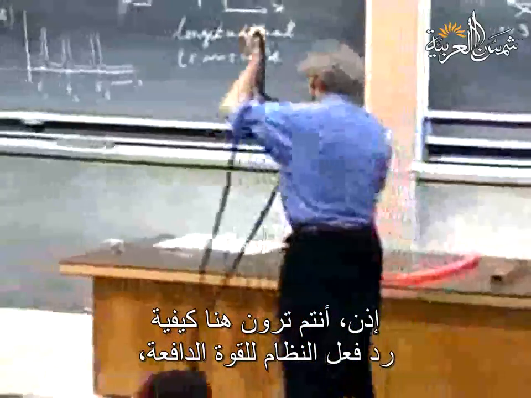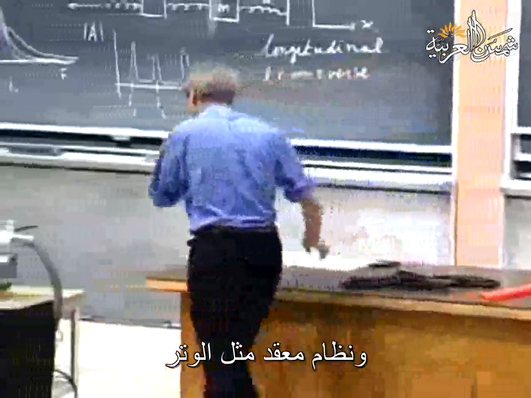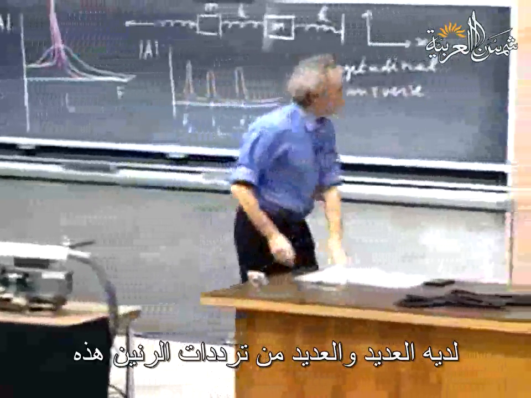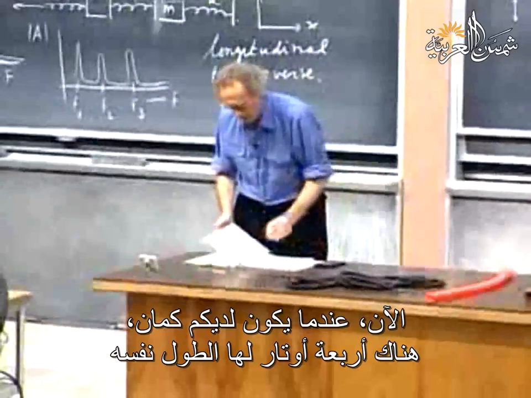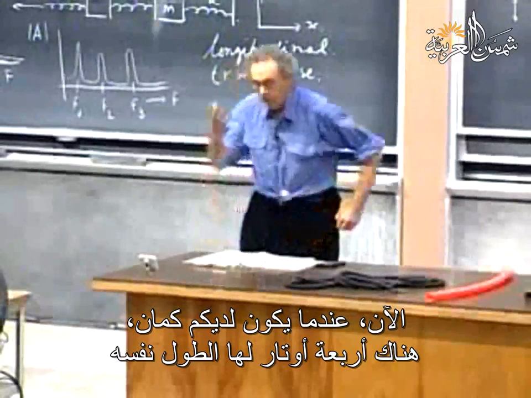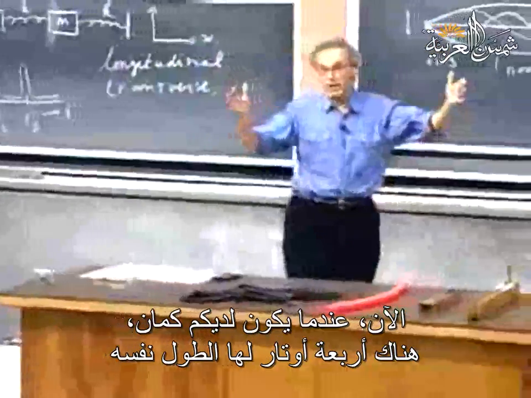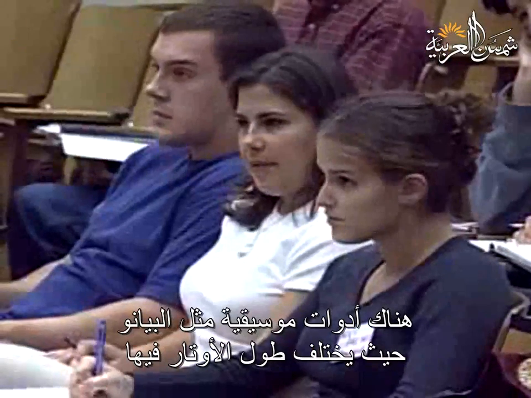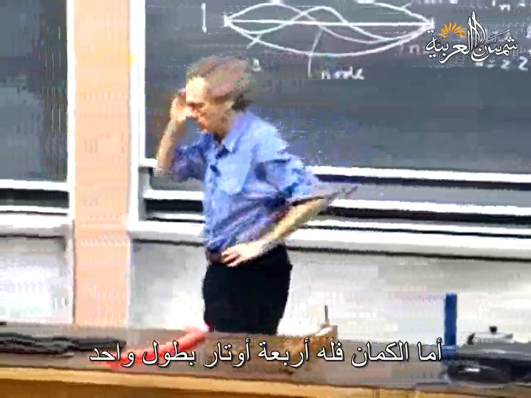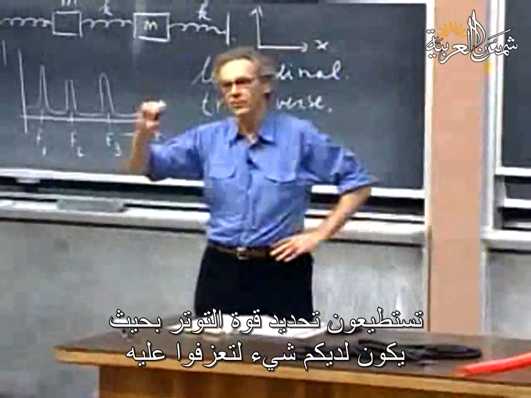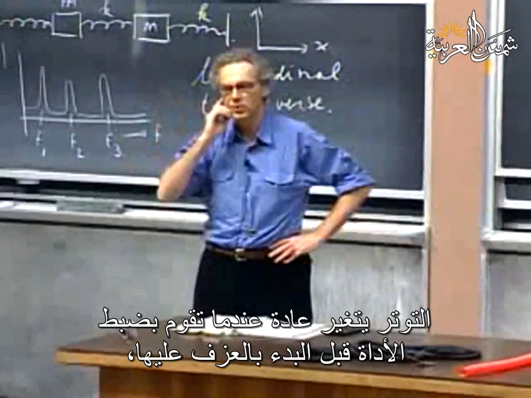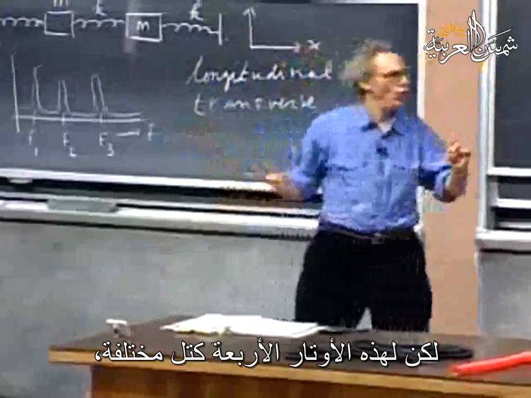So you see here how a system responds to a driver, and a complicated system like a string has many, many of these resonance frequencies, which we call the normal modes. Now, when you have a violin, you have 4 strings. They all have the same length. There are musical instruments like a piano, whereby the length is different. Violin, 4 strings, all the same length. You can set the tension, so you have something to play with. The tension is changed normally when you tune the instrument before you start playing. But these 4 strings all have a different mass, and that gives them a very different frequency.